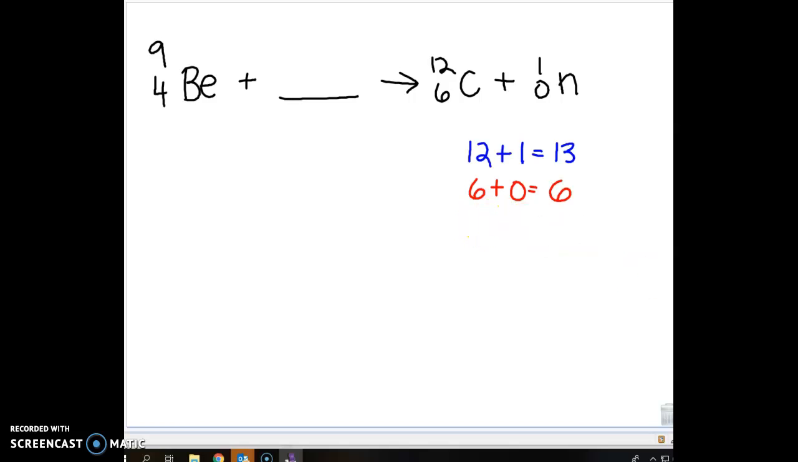Then I'm going to go over to my other side, and I know that I've got to have 13 for my mass number over here. I've already got 9, so I'm going to say 13 minus 9 gives me 4. So my mass number has to be 4. I'm going to do the same thing for my atomic number. 6 minus 4 gives me 2. And I recognize this as an alpha particle. So I fill in the rest of that there with my symbol for helium. So you're going to have 25 of these on your Unit 6 assessment. Okay.